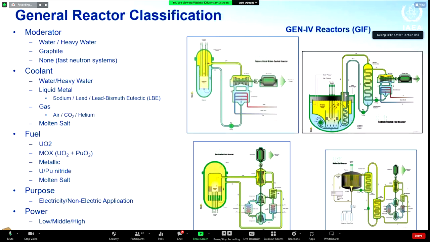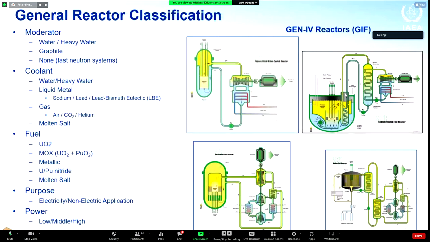Anyway, in general, as you know very well, the reactors can be classified by moderator, coolant, fuel type, purpose, and power. For the moderator, it could be water, heavy water, or graphite reactors, or for the fast neutron systems, we don't have a moderator, we try to avoid any moderation. Then by coolant, it could be water, heavy water, liquid metals such as sodium and lead, gas-cooled reactors, which can be cooled by air, CO2, and helium, and molten salt of different types.